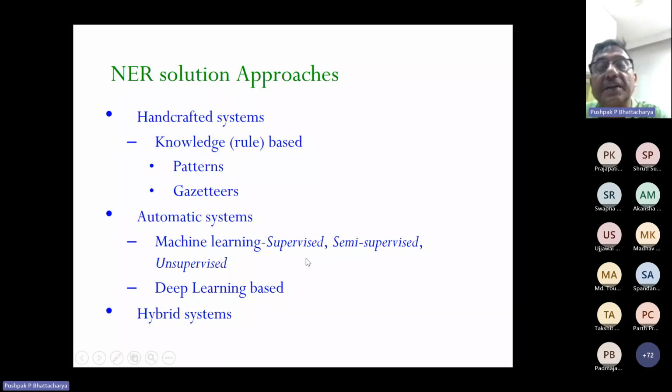Automatic systems are based on machine learning. They're supervised, semi-supervised, or unsupervised. Today's systems are all deep learning based, and there are also hybrid systems. Now, large language models are doing extremely well for named entity recognition because of their very long context. I mean, if I see Washington and there are, let's say, 4,000 words behind it, which is used for computing the conditional probability, there is hardly any chance that I'll go wrong.